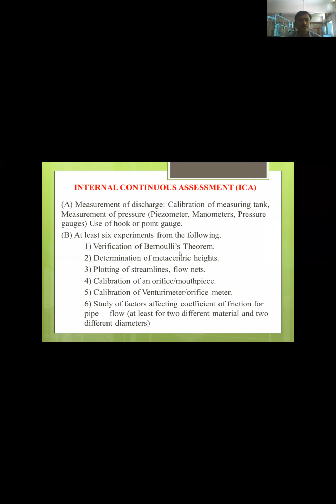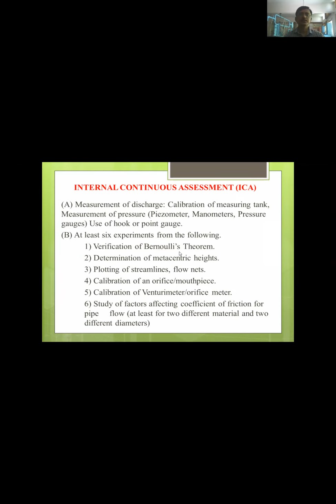Basically, all practicals have been divided into headings, capital A and capital B. Capital A is the first practical that we have to perform: measurement of the discharge. There we do calibration of the measuring tank, and then measurement of the pressure with the help of piezometer, manometer, pressure gauges, and use of hook or point gauge.